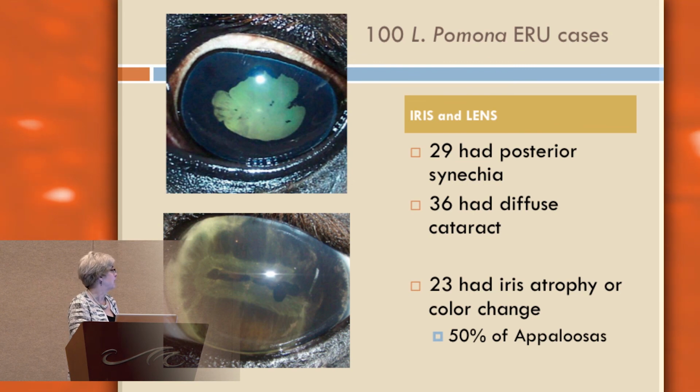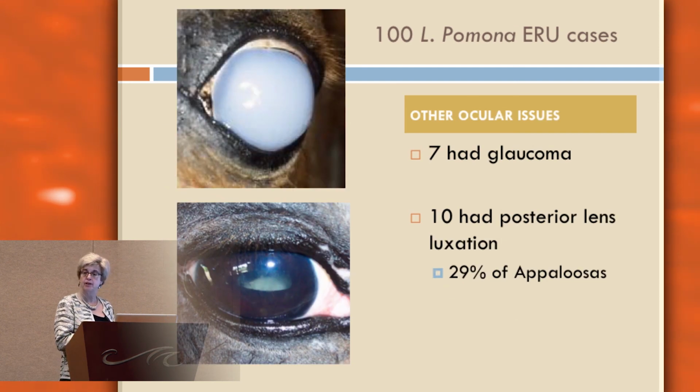We had, in the iris and the lens, 29 had posterior synechia. Remember that butter on the back of the iris? It's just stuck to the lens. And once it gets stuck to the lens and you get this whole diseased environment inside the eye, the lens turns cloudy. So 36 of them had a diffuse cataract. And 23 had either iris atrophy or color change. And all these eyes look very different, but I think you're starting to understand why. It's just which way the dominoes fell. 7 of them had glaucoma.